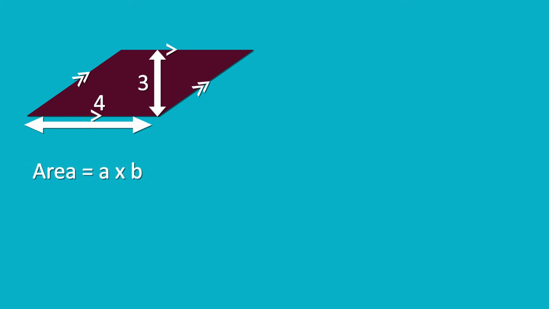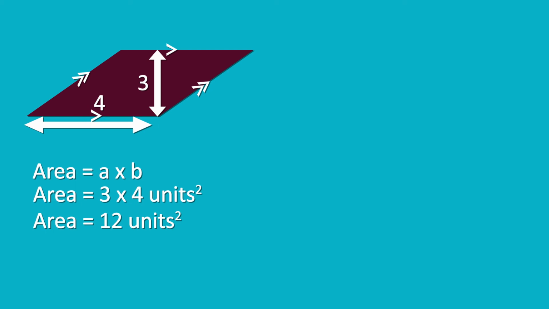Let's now have a look at two more examples of this in practice. Here is another parallelogram. I know it's a parallelogram because it has 4 sides and 2 sets of parallel lines. It has a width of 4 and a perpendicular height of 3. Therefore, to find the area, I multiply the height by the width, and so the area of this parallelogram is 12 units squared.